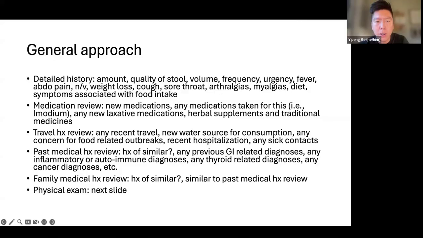All right. So, in addition to travel, any kind of new water source for consumption, because depending on the communities that you're serving and caring for, the water source might itself be contaminated and might not be a good water source for drinking water or for cooking, sometimes even bathing and showering as well. Also review if there's any kind of food related outbreaks.